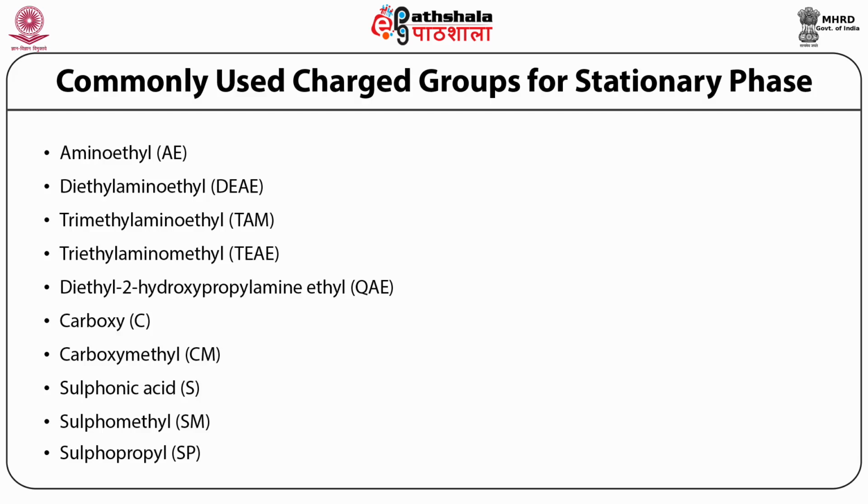Amongst all these groups, the very commonly used anion exchangers are diethylaminoethyl, that is DEAE, and diethyl 2-hydroxypropylamine ethyl, that is QAE.